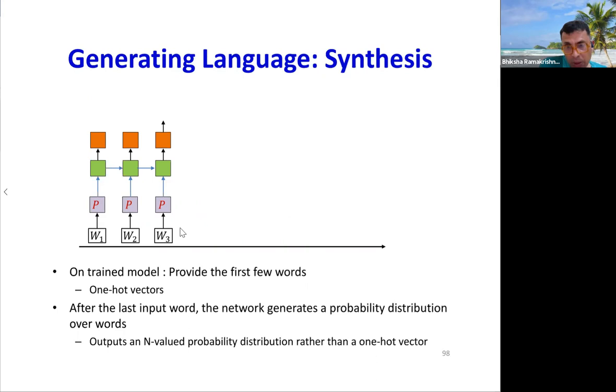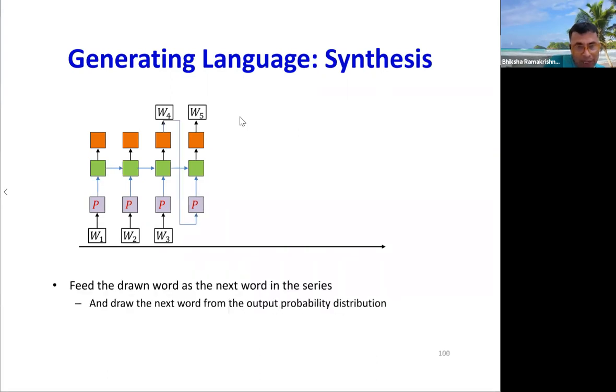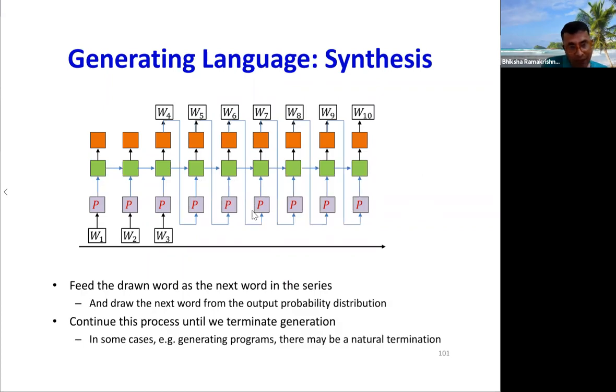And then when the last word goes in, the network is going to output a probability distribution for the next word. I can randomly sample a word from this probability distribution and input that as the next word in the sequence to the recurrent network. And now using these sequences of words, it's going to output a probability distribution here from which I can draw the next word and feed that back in. And I can continue to do this until it has produced large amounts of text, and you can come up with your own criterion for termination.